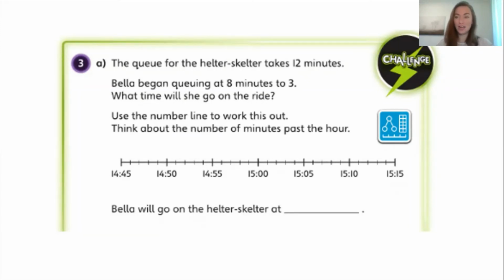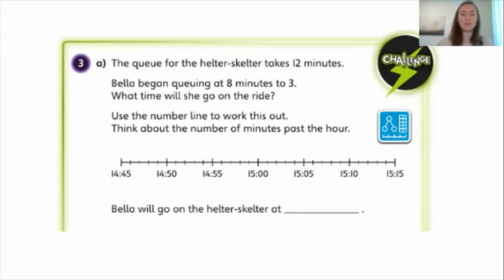If you would like a challenge though, stick with me with the video and we'll go through the challenge question together now. Okay, so the question says, the queue for the Helter Skelter takes 12 minutes. Bella began queuing at 8 minutes to 3. What time will she go on the ride? Use the number line to work this out. Think about the number of minutes past the hour.